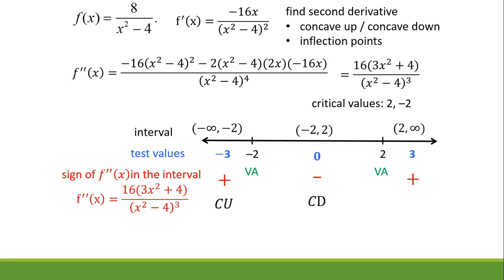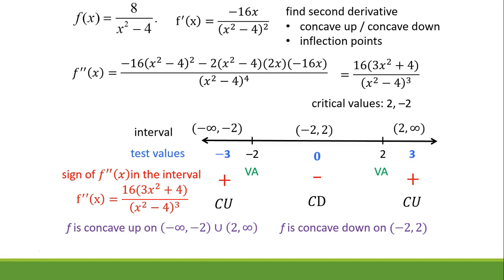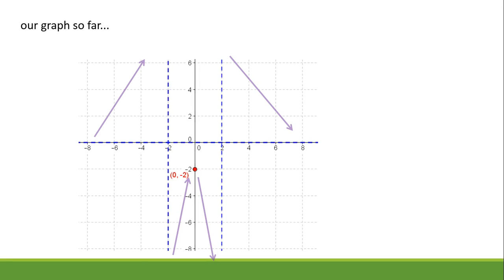Then it's concave down from negative 2 to 2. Then it's concave up from 2 to infinity. This is exactly like we did with polynomial functions. But the difference here is we have these vertical asymptotes breaking our graph up into 3 pieces. So now that we know something about the concavity on these intervals, let's put this together with our graph.